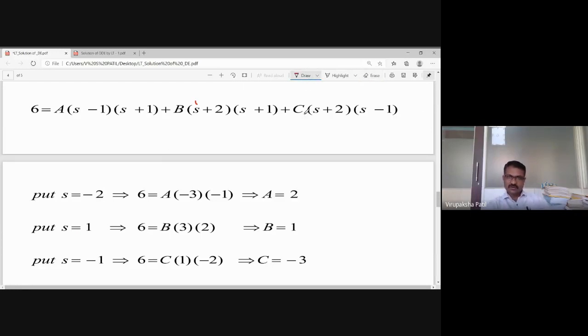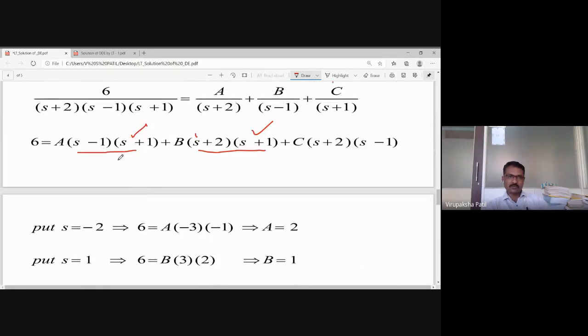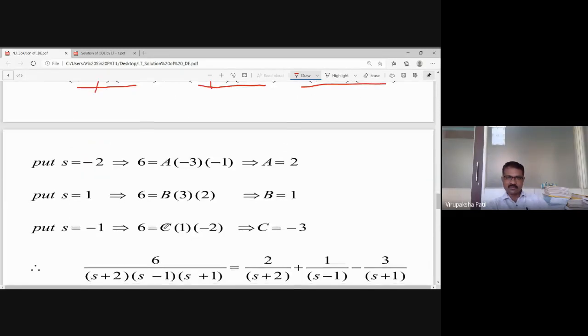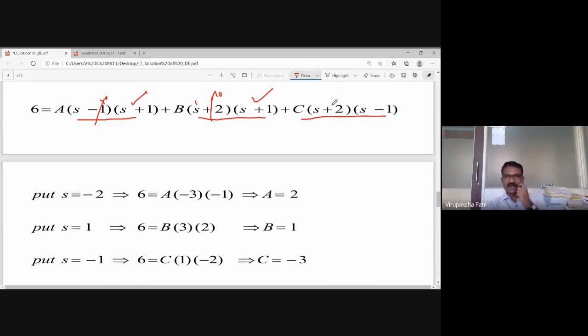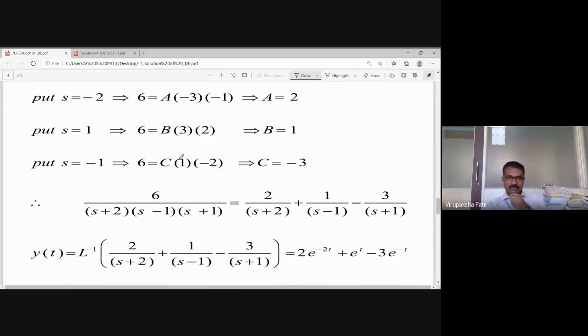Next, we want to get the value of c. So we have to make the coefficients of b and a zero, and the common factor here is s plus 1. So to make this 0, you have to put s is equal to minus 1. If you put s is equal to minus 1, this term becomes 0. So here you will get 6 is equal to c into (minus 1 plus 2), which is plus 1, then c into (minus 1 minus 1), which becomes minus 2.